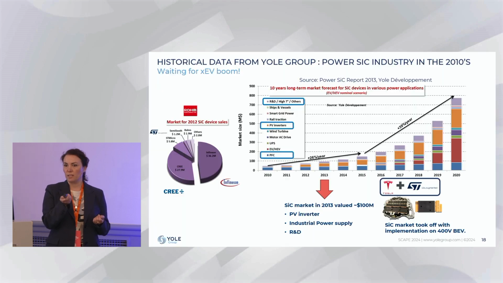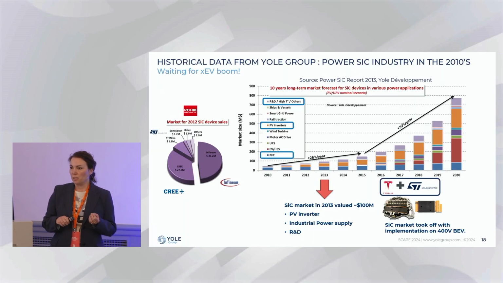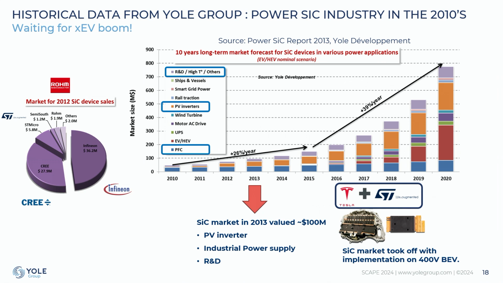So let's focus on silicon carbide. Just a bit of history. The booming and entering of the market as a finalized product for silicon carbide was mainly in 2013. At that point, the market value was 100 million, and the applications were mainly photovoltaics and industrial power supplies. We were not talking too much about automotive. The main player was Cree, with Infineon, ST, and ROHM entering the market.